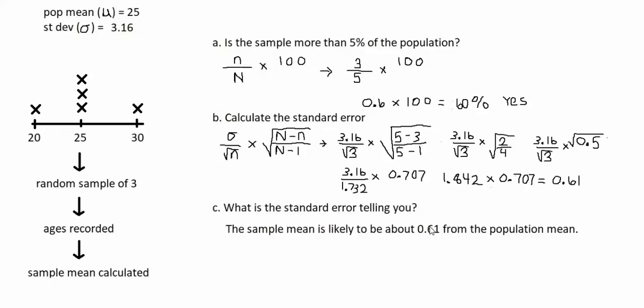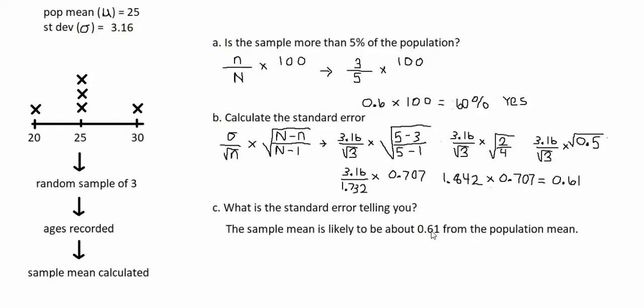mean. And before we move on, I wanted to quickly mention that the words likely and about have to be included in this interpretation for it to be a correct interpretation. If you took out the word likely, or if you took out the word about, or if you took out both of those words, this interpretation would no longer be correct in part C. And just to see what I mean, let's try to take out one or both of the words and see what happens. If we take out the word likely, then this sentence would now say, the sample mean is definitely going to be about 0.61 from the population mean.